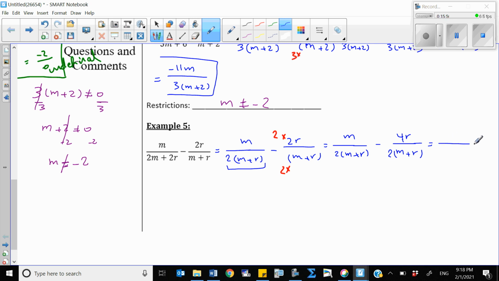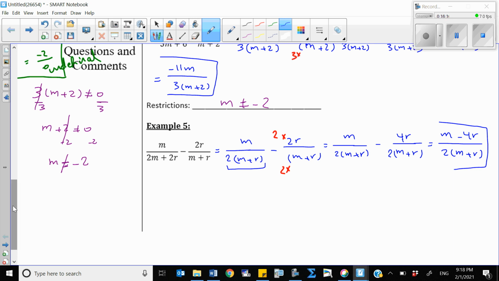Now the answer is going to be 2 times m plus r, and the top will be m minus 4r. And we cannot simplify this anymore, so this is our answer.